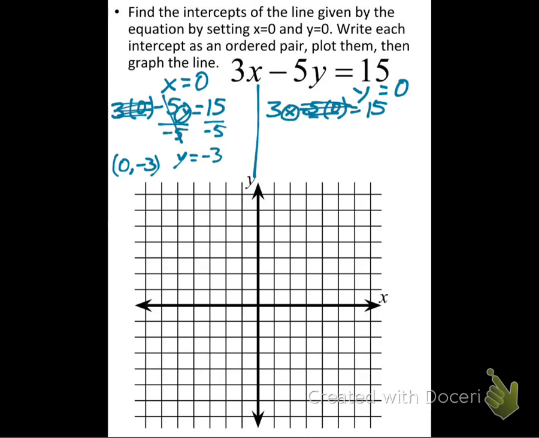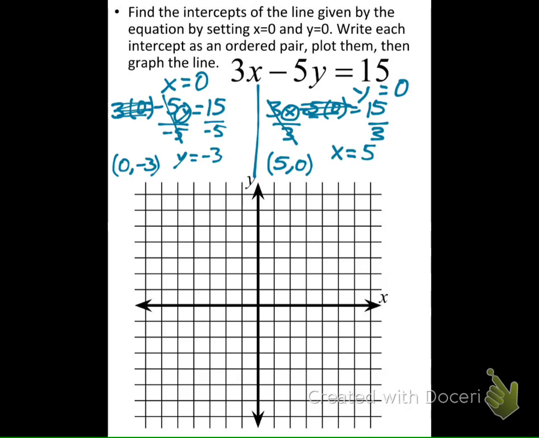And then what do I do? Alex, do you remember? How do I get this x alone now? Divide, yeah. Because it's connected through multiplication, so we're going to have to separate by dividing. 3 divided by 3 is 1, so we cross that out. X equals 15 divided by 3. I'm so sorry, 15 divided by 3. 5, yeah. So then my ordered pair is 5, 0.